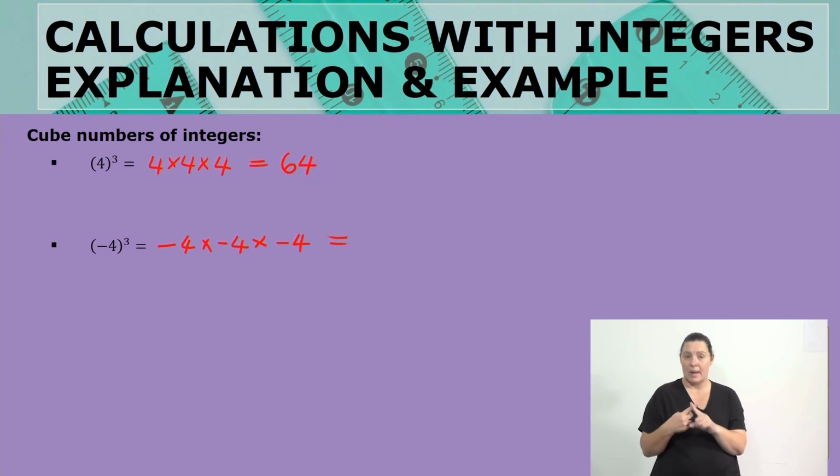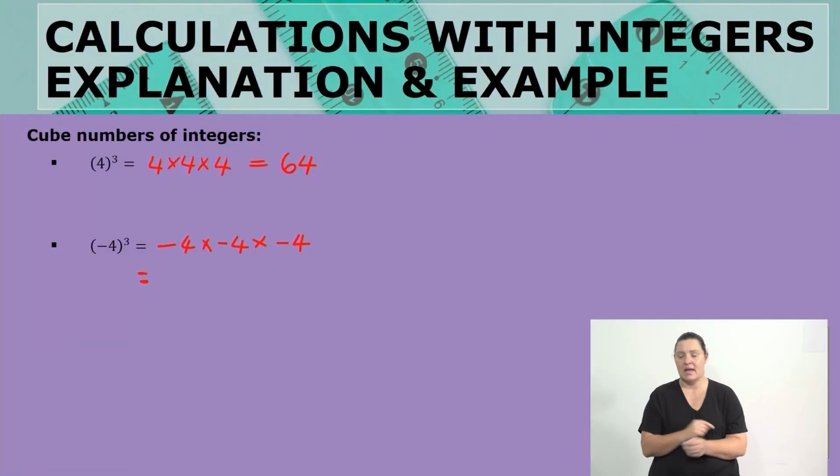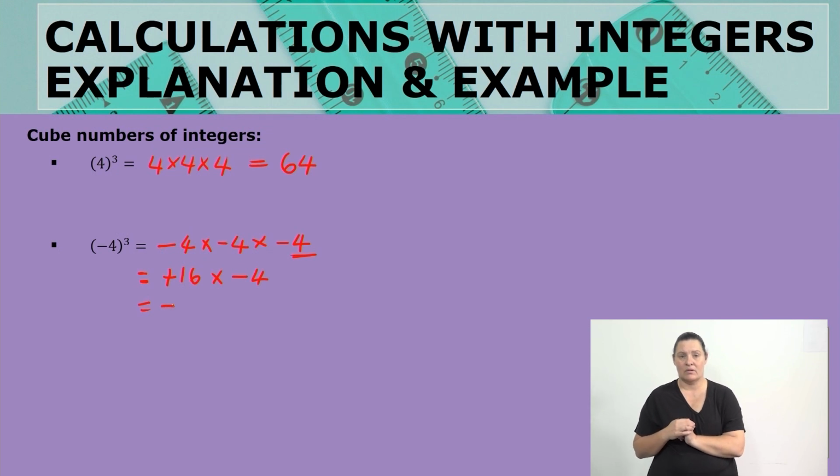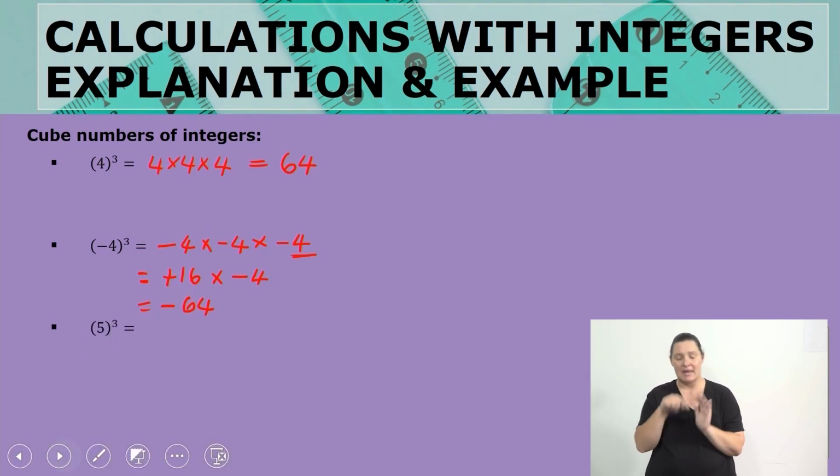Now, if you are multiplying 3 numbers, it is best for you to start with the first 2 numbers and then move on to the last number. So I am going to now here say negative 4 multiplied by negative 4. So 2 negatives give us a positive 16. And then we are going to multiply that by the last negative 4 there. But now we have a positive number multiplied by a negative number, and we know there that the answer is going to be negative. So this means that negative 4 cubed is going to be negative 64.